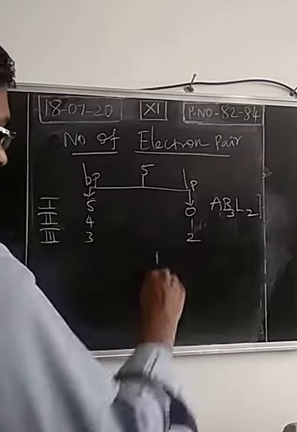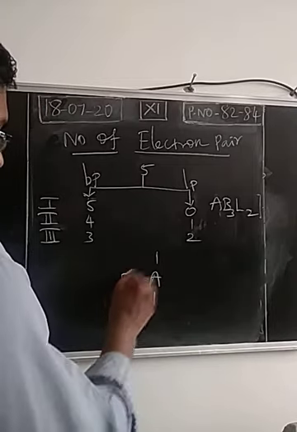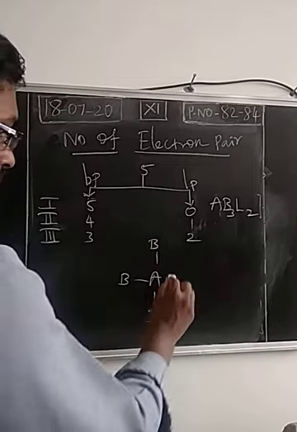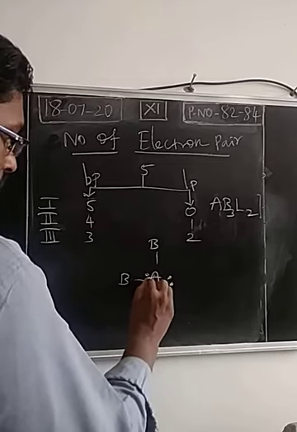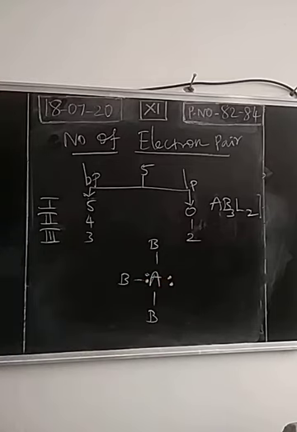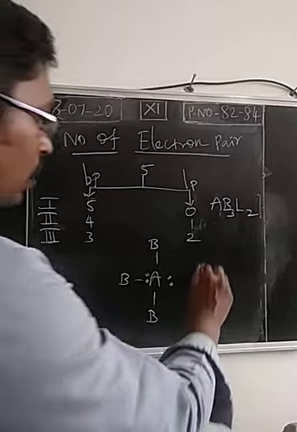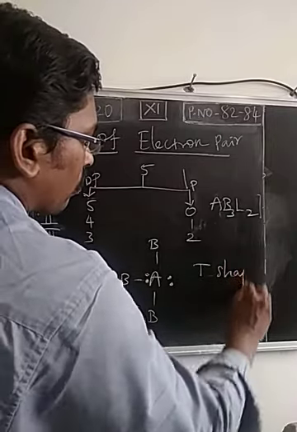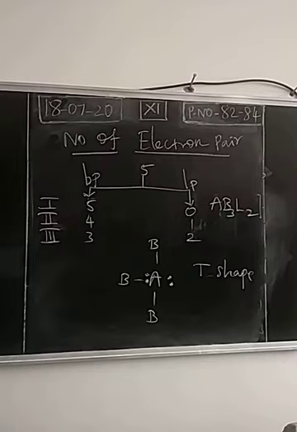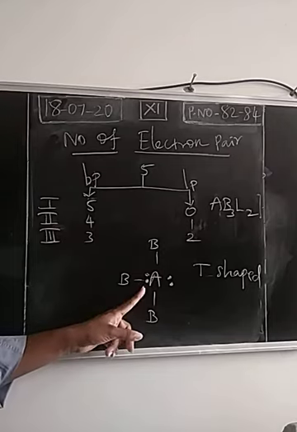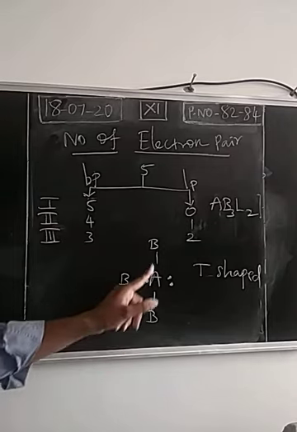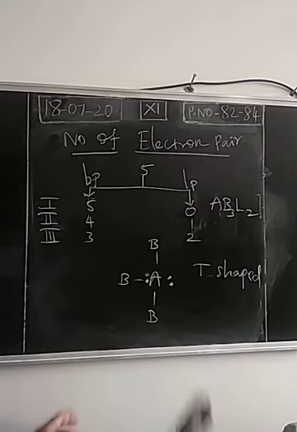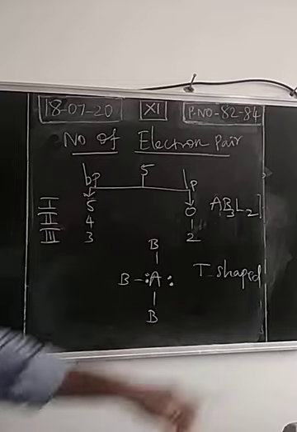So central atom A, combining atoms 3. On the central atom, there will be 2 lone pairs of electrons. So this is called T-shaped. The shape of the molecule is T-shaped. Okay? T-shaped molecule. So the expected geometry for 5 electron pairs is trigonal bipyramidal, but due to repulsions, lone pair, bond pair, then bond pair, the geometry is distorted from trigonal bipyramidal into T-shaped.